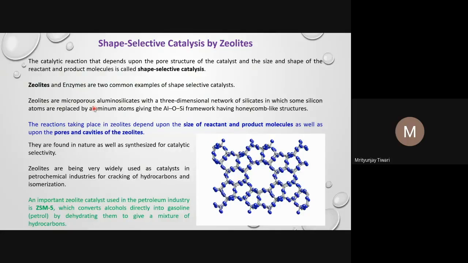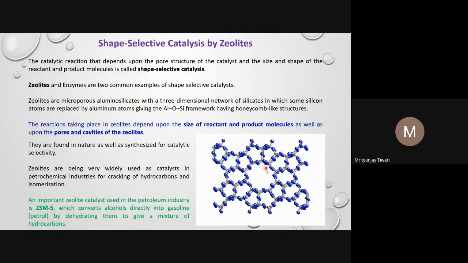So for net electrical neutrality, this silica becomes negatively charged with the addition of aluminium, and those negative charges are balanced by the presence of alkali metal cations or alkaline earth metal cations. And now this compound is called the zeolite. Zeolites are formed in such a way. So zeolites are microporous aluminosilicates, with a three-dimensional network of silicates in which some silicon atoms are replaced by aluminium atoms, giving the Al-O-Si framework having a honeycomb-like structure.